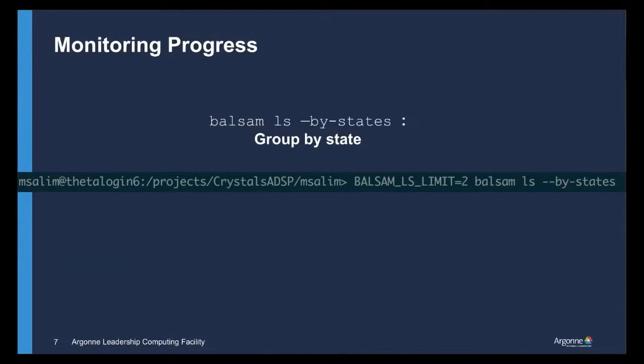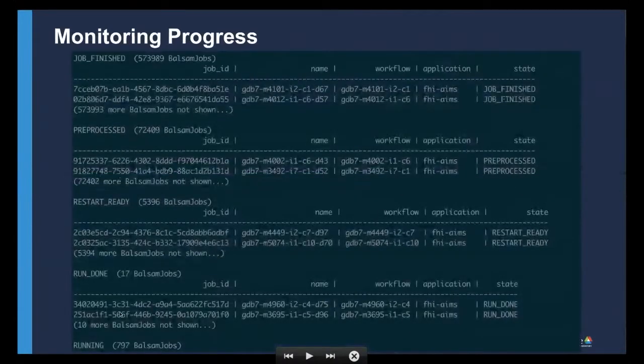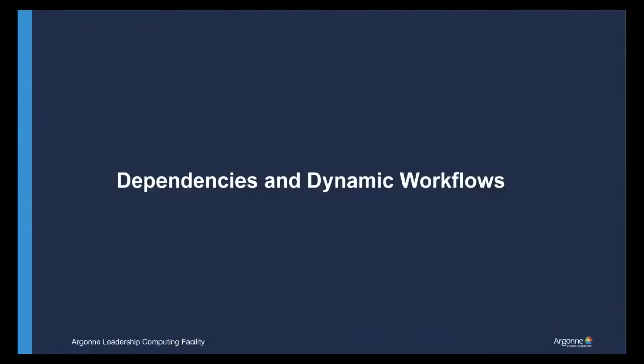Finally, once you have a lot of work running, this balsam ls with the by-states flag is very helpful to get a global picture of your workflow. This is something that we'd see in a typical workflow. We can look at a glance how many jobs are finished, how many are running actively, and this is a good way to verify nodes that are being used on the fly.